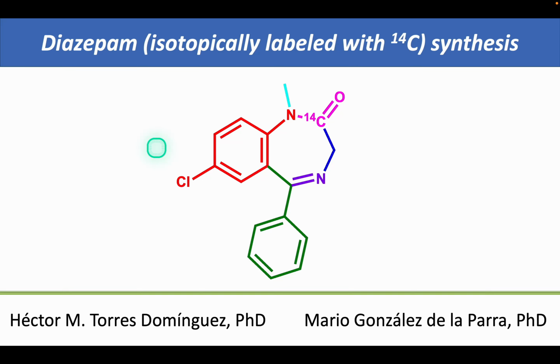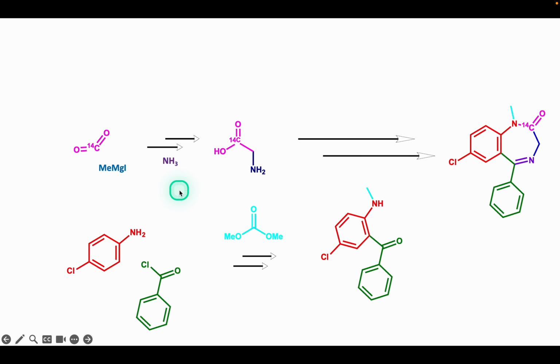Hello! In this video, we present the synthesis of diazepam labeled with carbon-14, following the retrosynthesis that was previously outlined in our last video. This isotopologue could prove to be valuable for conducting research into the pharmacology and the metabolism of this drug. This synthesis utilizes the amino acid glycine, which has been labeled with carbon-14. This compound functions as the source of this radioisotope.